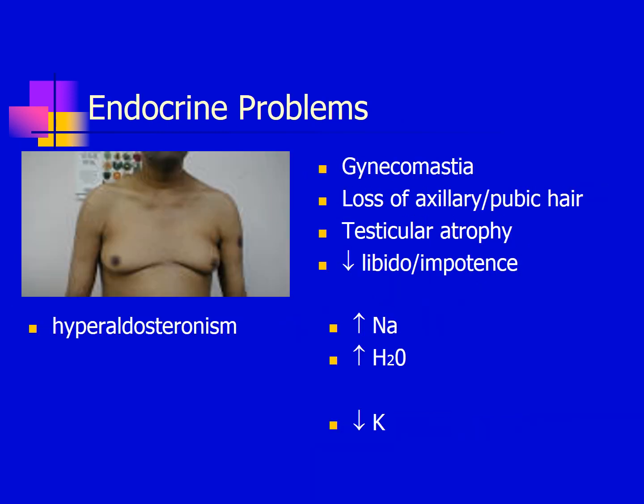You see endocrine problems too, right? So gynecomastia, loss of axillary and pubic hair, testicular atrophy, and decreased libido because there's hyperaldosteronism, right? So there's increased sodium, increased water, and decreased potassium. Next slide.